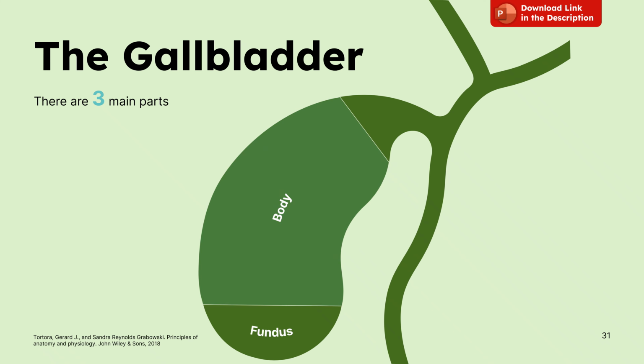Then the body. It is the central and main portion of the gallbladder that stores bile. Finally, the neck. It is the narrow end that connects to the cystic duct and directs bile flow. Additionally, the gallbladder is connected to three main ducts.